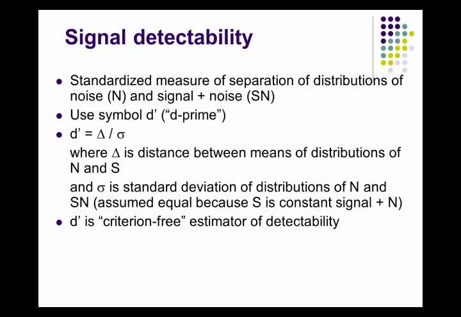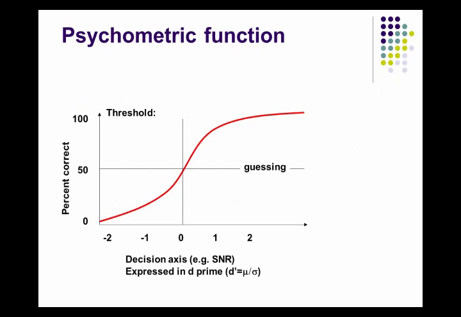The detectability, that's what we want to know. The detectability is a standardized measure of separation of the distributions, and that's what we call DPrime. DPrime is the difference between these two distributions divided by the standard deviation. Not going into detail here.